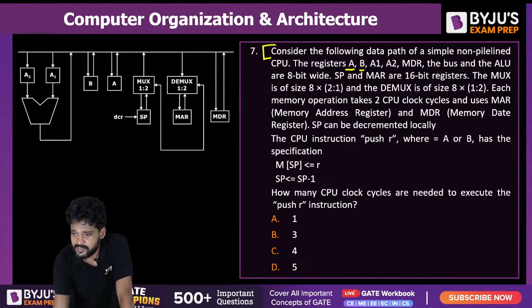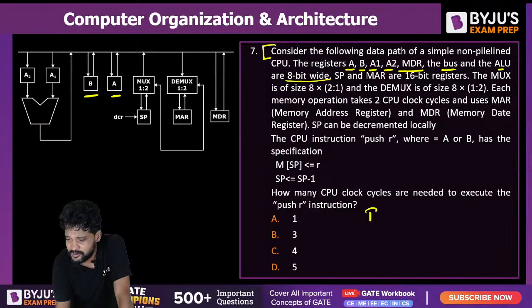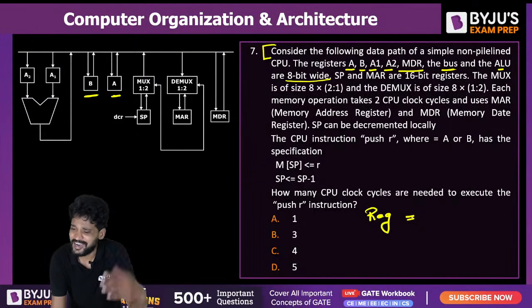A, B registers, right? A1, A2, again registers. MDR, memory data register. The bus system and the ALU are 8 bits wide. That means that A and B are registers, and any register size, it could be A or B, is equal to 8 bits.